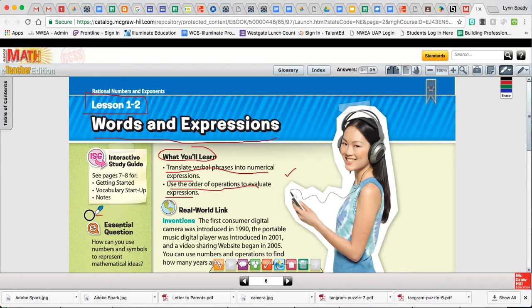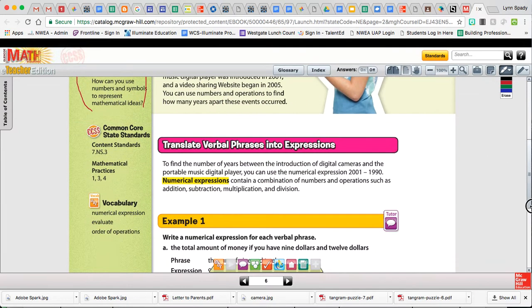The essential question for Chapter 1 is how can you use numbers and symbols to represent mathematical ideas? And for Lesson 1-2, you have 3 vocabulary words: numerical expression, evaluate, and order of operations.